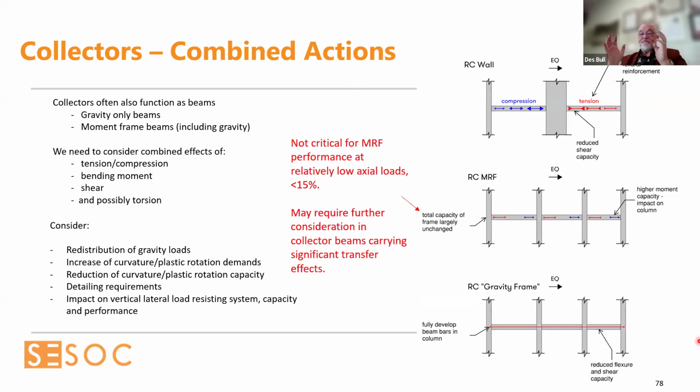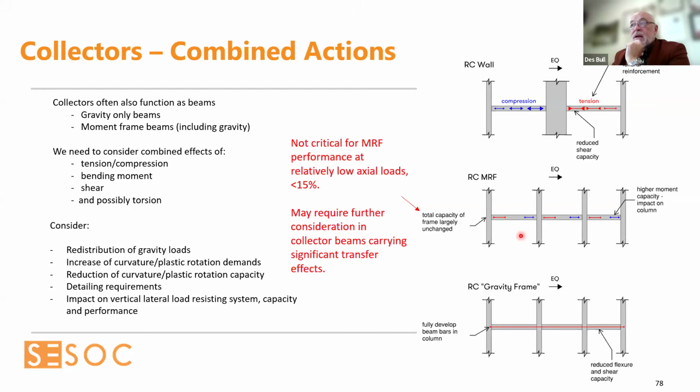Now I'll just put this up, that if your axial load ratio in your beams, N over Ag f'c, is below 0.15, 15%, it usually doesn't matter. If the axial load is quite significant, it does matter in terms of reduced capacity.